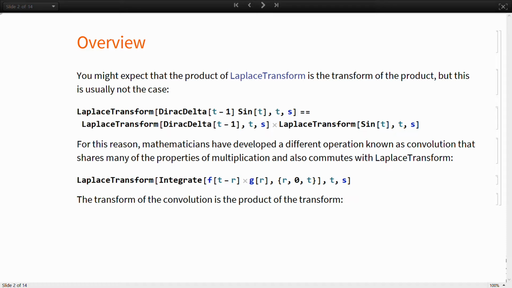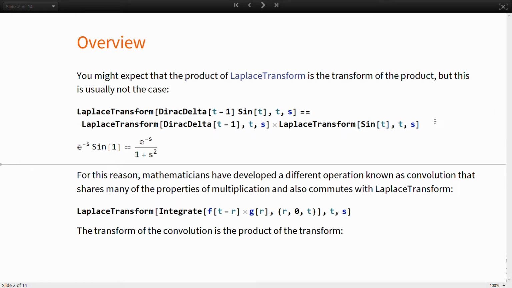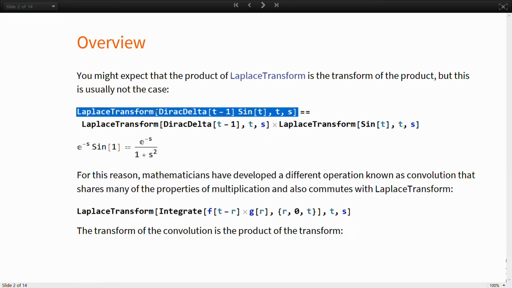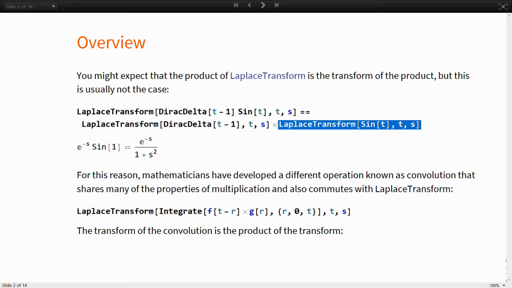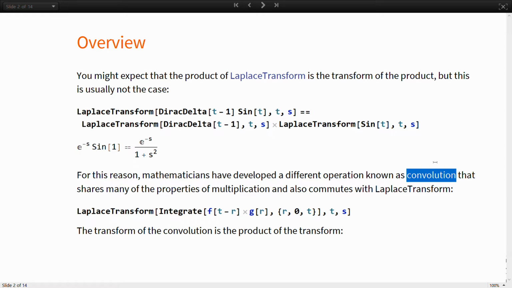You might expect that if you multiply the Laplace transform of two functions, you would get the same result as if you were to take the Laplace transform of the product of those two functions. However, this is usually not the case. As is seen in the example here, we are using the Dirac delta as one function and sine of t as the second function. We can see in the example that the Laplace transform of the Dirac delta times sine of t is not equal to the Laplace transform of the Dirac delta times the Laplace transform of sine of t. For this reason, mathematicians have developed a different operation called the convolution that shares many of the properties of multiplication and also commutes with the Laplace transform.